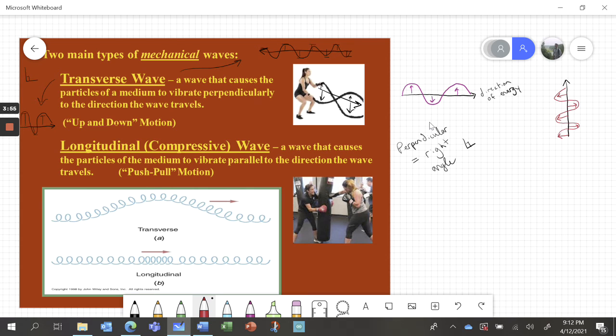Longitudinal or compression wave is a different type. These are caused by compression. So we can see that this lady is punching a punching bag. And so what's happening is she is compressing the very first layer of that punching bag, which then compresses the next layer. And that layer compresses the next one and the next one and the next one, trillions of times over until the entire punching bag has effectively been felt that compression radiating out from where she punched it.